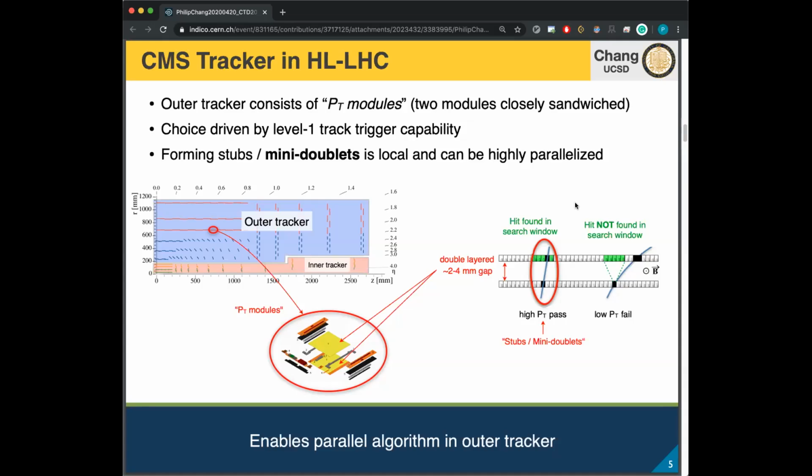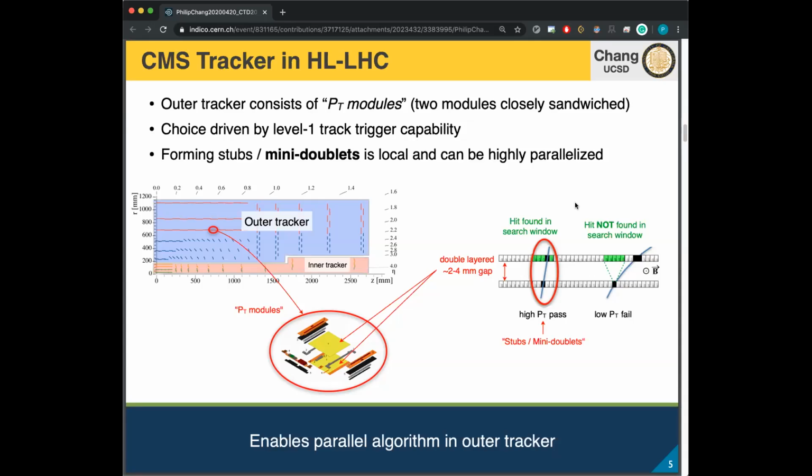So in the bottom right corner, there's a picture showing two modules that are in parallel. If a high PT track is going through, then it will leave hits in nearby positions, so that when you open up a search window consistent with a certain PT value, one can restrict the number of hits being read out, because in the low PT case, maybe the window is small enough that some of the hits left by the low PT track would fail, and you can reject those hits.